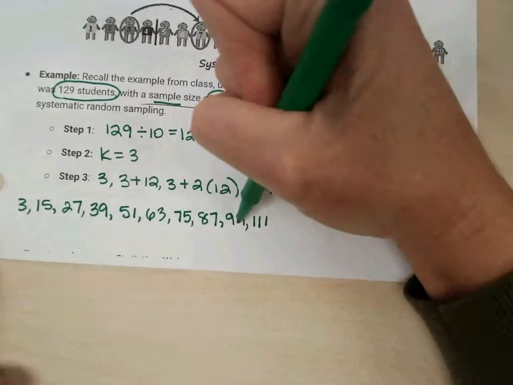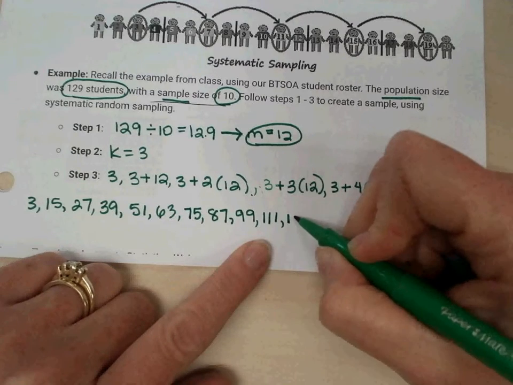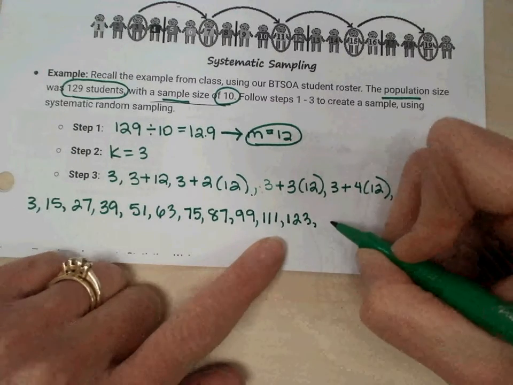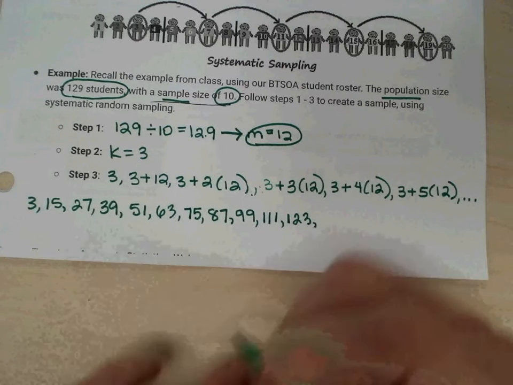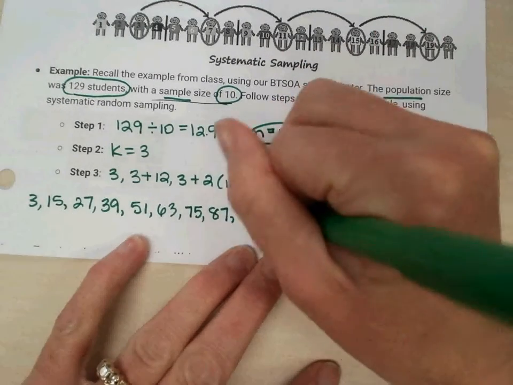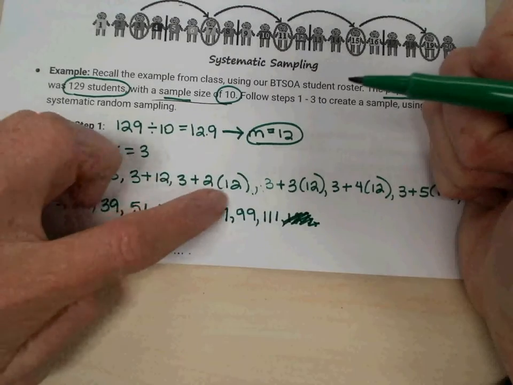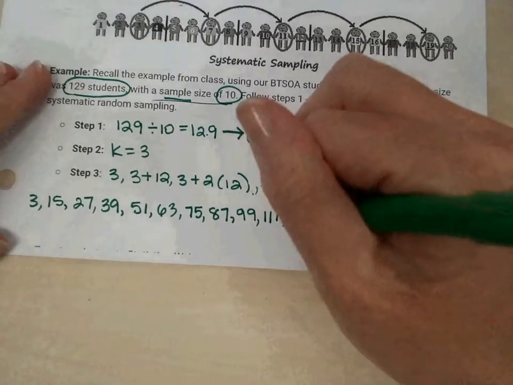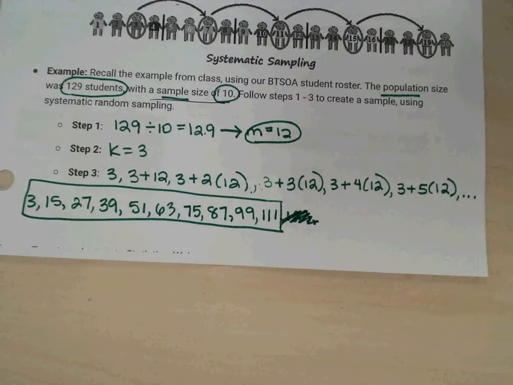How many do we have? 1, 2, 3, 4, 5, 6, 7, 8, 9, 10. We need 2 more. Plus 12 would be 123. That's too high. Oh, we only needed a sample of size 10. I'm sorry, why was I thinking 12? Pretend like that one's not there. 1, 2, 3, 4, 5, 6, 7, 8, 9, 10. So this is my sample. Systematic random sampling.